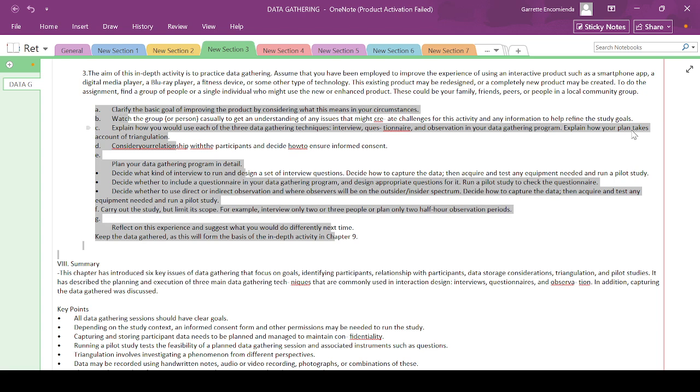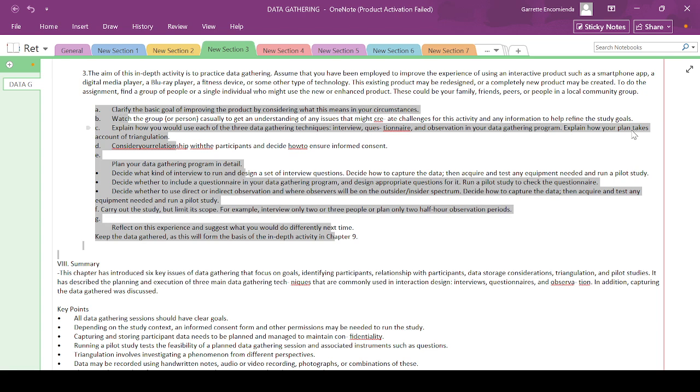Plan your data gathering program in detail. Decide what kind of interview to run and design a set of interview questions. Decide how to capture the data, then acquire and test any equipment needed and run a pilot study. Decide whether to include the questionnaires in your data gathering program and design appropriate questions for it. Run a pilot study to check the questionnaire.